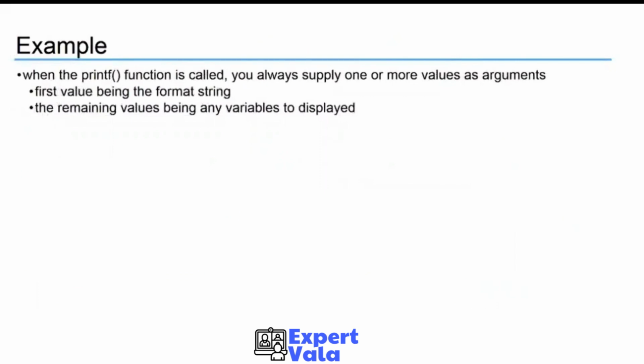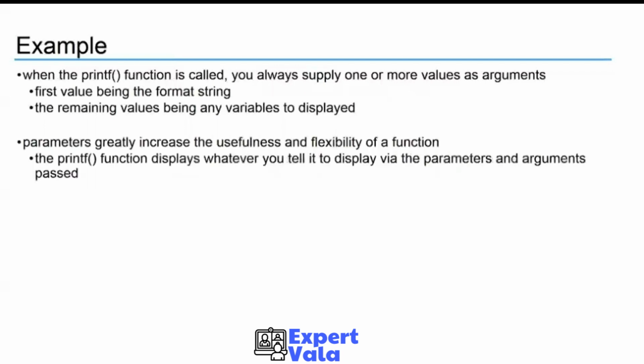Well, here is an example. When the printf function is called, you always supply one or more values as arguments. The first value is the string inside double quotes. The remaining values are any variables to be displayed. This is actually a function that takes a variable number of arguments, which we are probably not going to talk about since this is a beginning class. That's more of an advanced concept, but the printf function is a good example as far as passing data to it, because you are passing multiple sets of data to it.